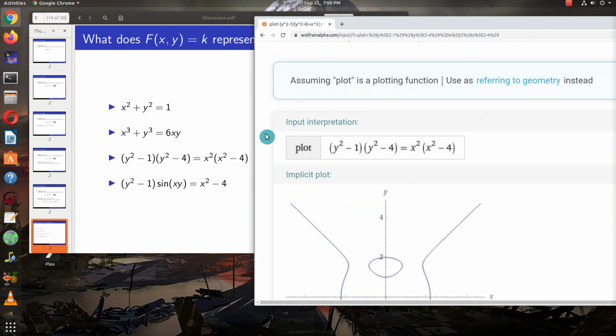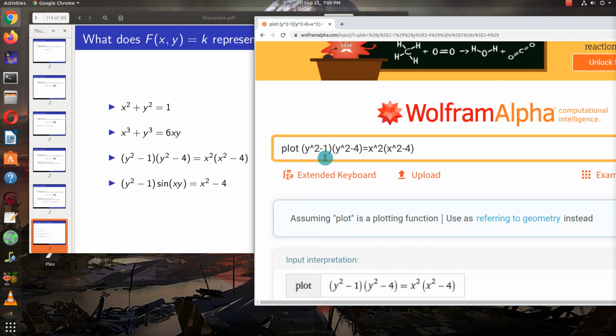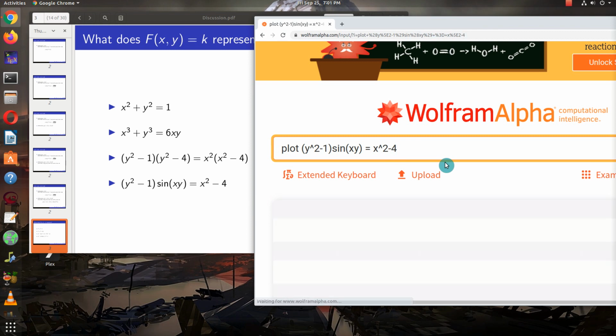Let's try one more just for fun. They had lots of interesting graphs or interesting functions in the textbook. So these are problems from the textbook. Equals... can you predict what this is going to look like? x squared minus 4. We have a sine of xy. I'm not sure what that's going to look like. Let's see.